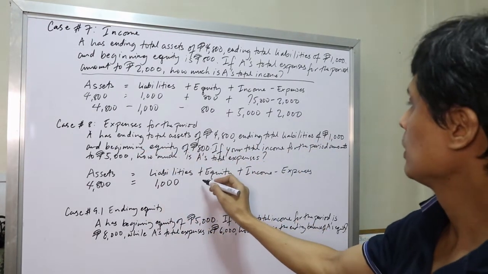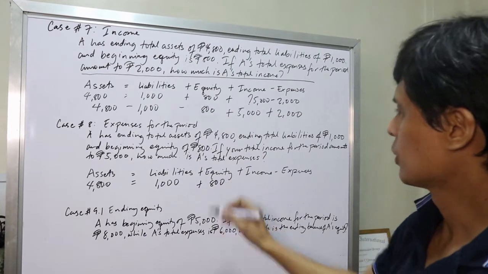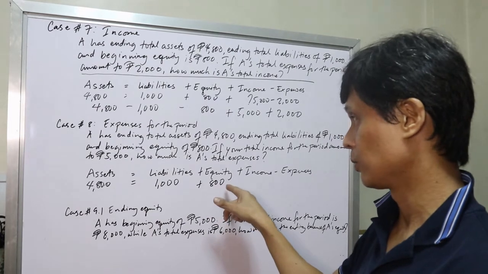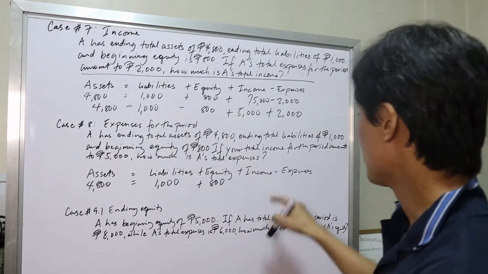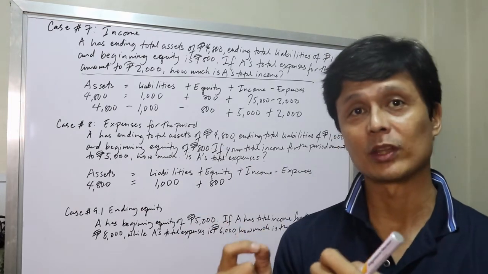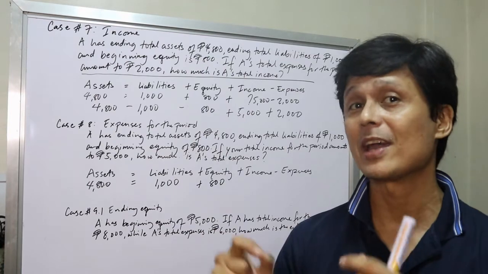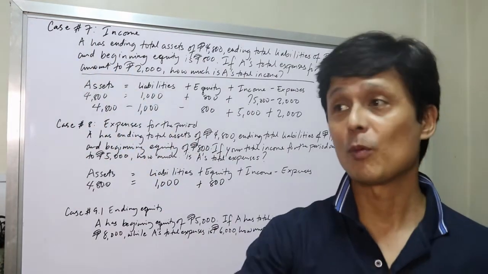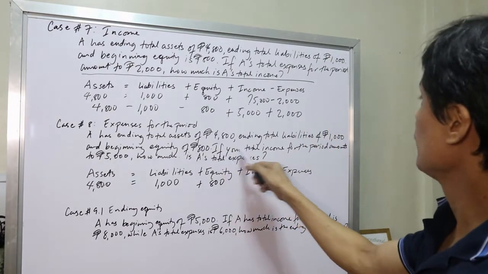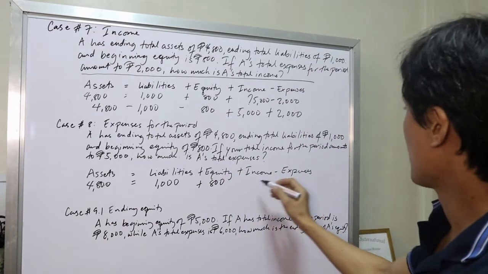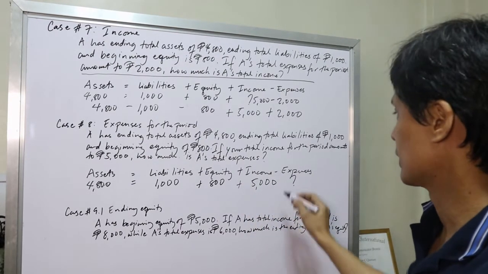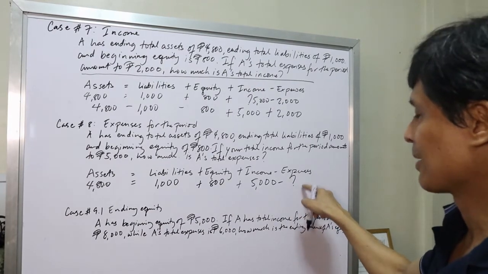And beginning equity of 800. So mapapansin natin, bakit yung assets ending tas yung equity is beginning, kasi hindi pa ina-account itong operations nila. So ito yung nag-change nung equity nila, yung operations for the year, yung income and expenses. Usually this is the operations nila for the year. So if your total income for the period amounts to 5,000, how much is the total expenses? So ito yung hinahanap natin, yung expenses.